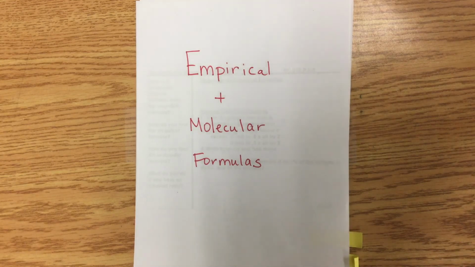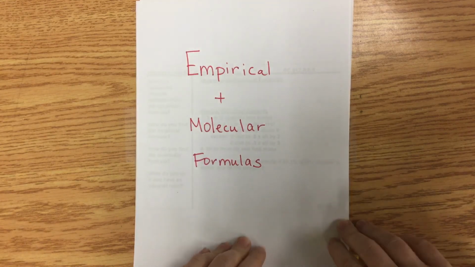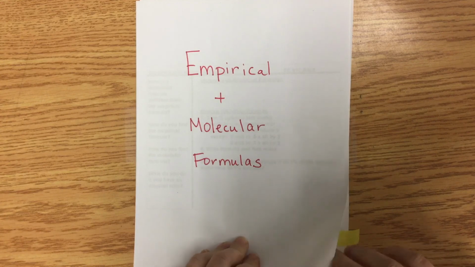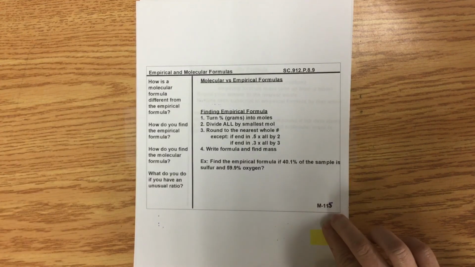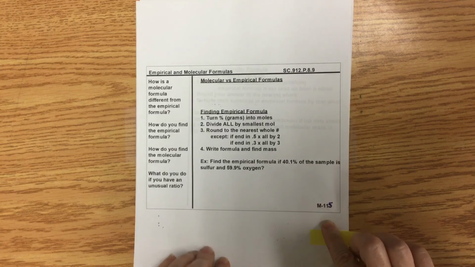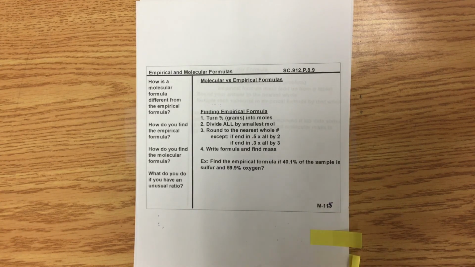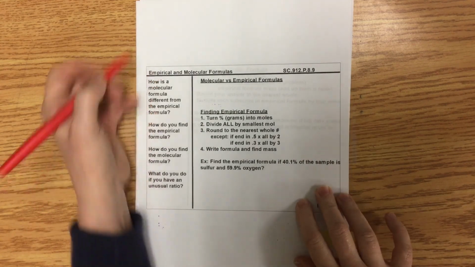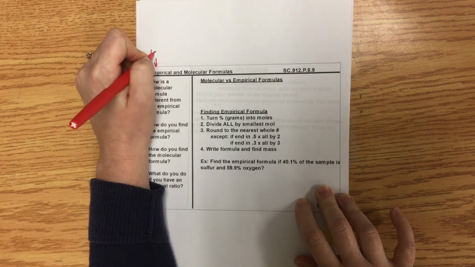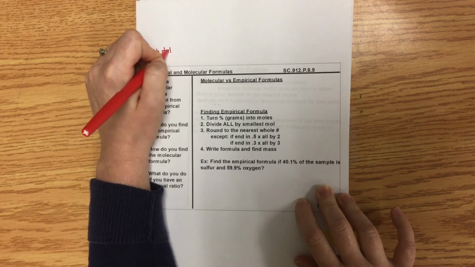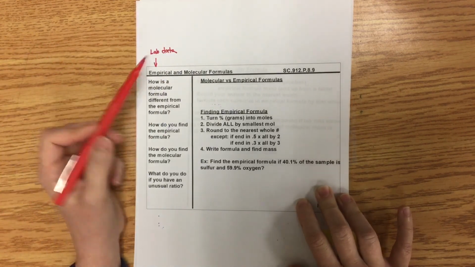Okay, so this video is on empirical and molecular formulas, in Unit 2, Interpreting Formulas, on page 115. Let's start with what we know already about empirical and molecular formulas, which is at least the name. The word empirical means lab. So this is going to be data from a lab that we can use to determine the formula.